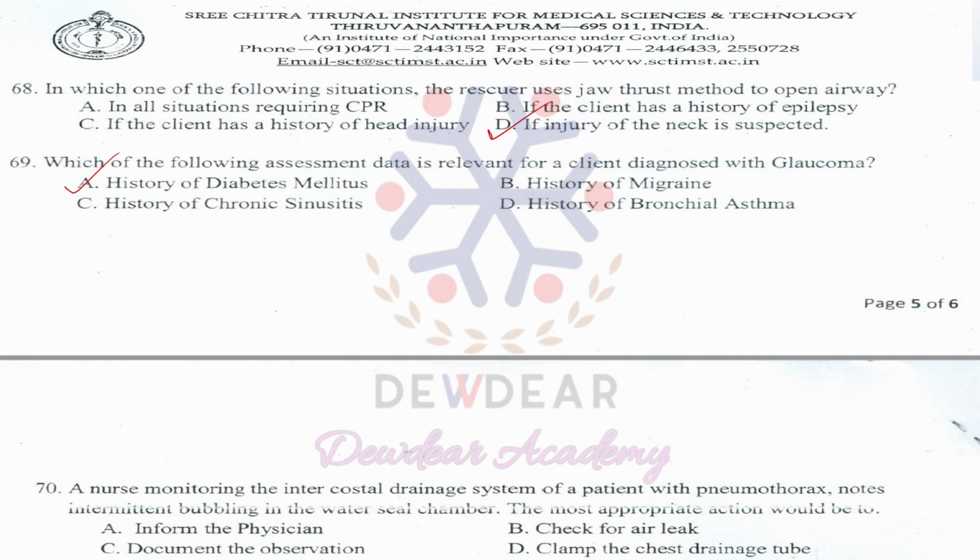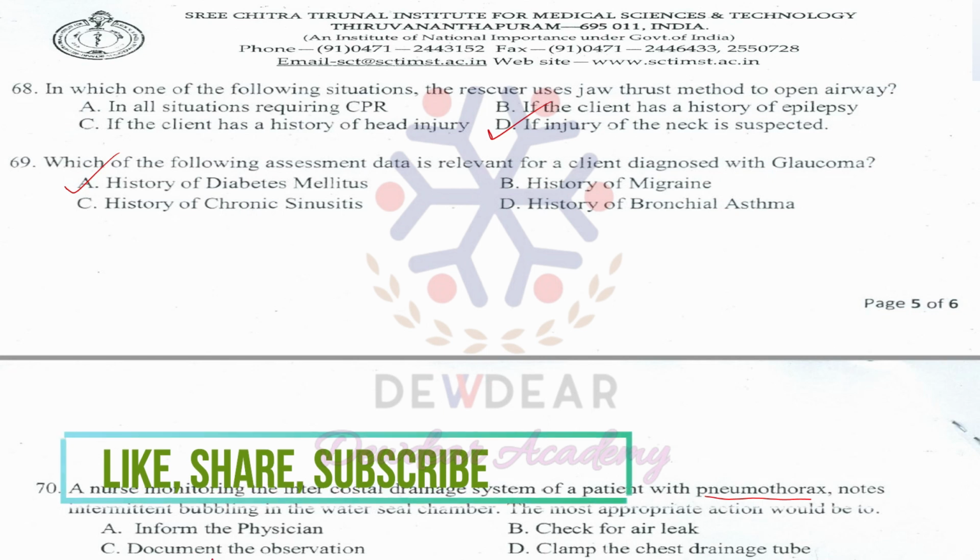If there is intermittent bubbling in the water seal chamber in case of patients with pneumothorax, that can be considered as normal. The options are: inform the physician, check for air leakage, document the observation, clamp the chest drainage tube. Here the correct answer is option C, that is document the observation.